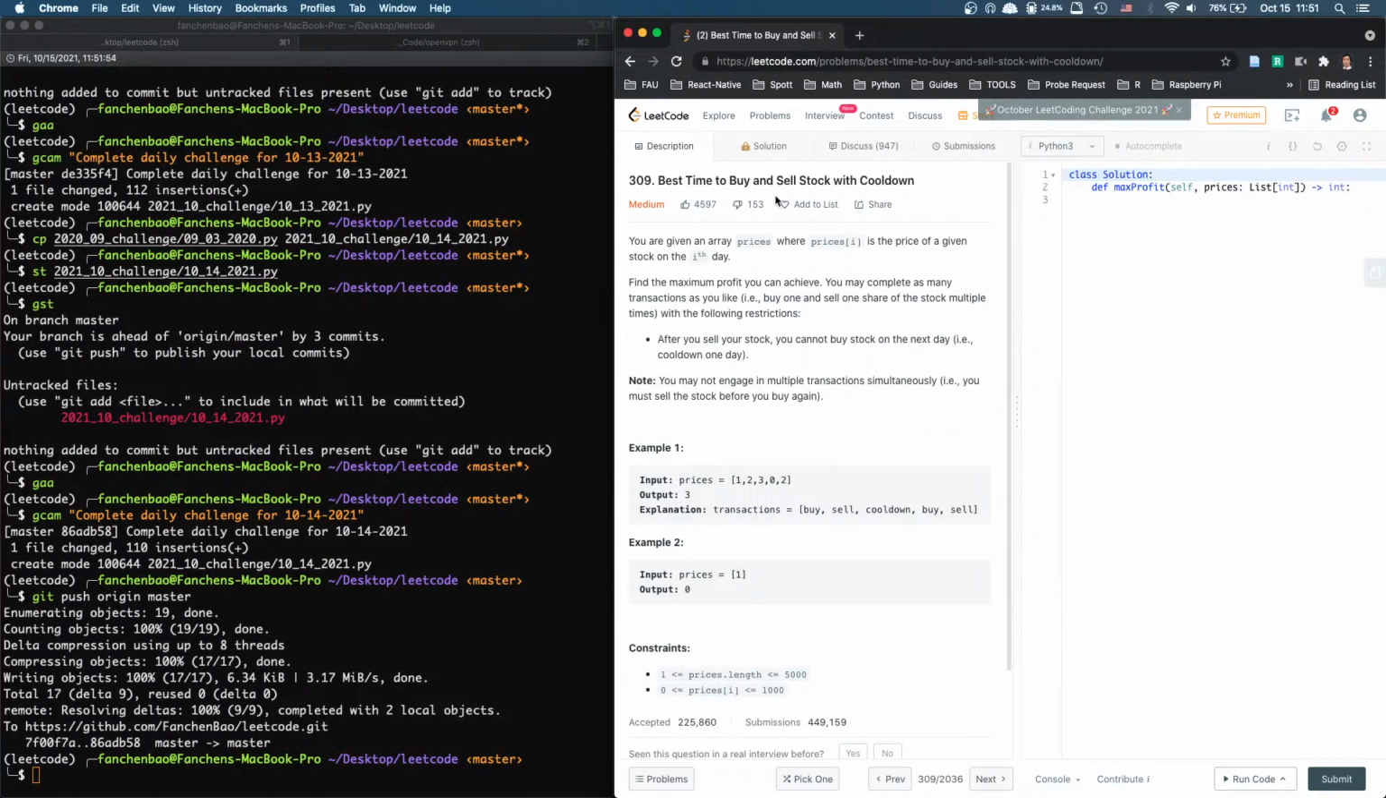Anyway, so we're given an array of prices, the price of a given stock on the ith day. Find the maximum profit you can achieve. Complete as many transactions as you can, buy one and sell one multiple times, with the following restriction: after you sell your stock, you cannot buy stock on the next day. You have to cool down 1 day. You may not engage in multiple transactions simultaneously. You must sell the stock before you can buy it. Okay, so buy, sell, cool down, buy, and sell.